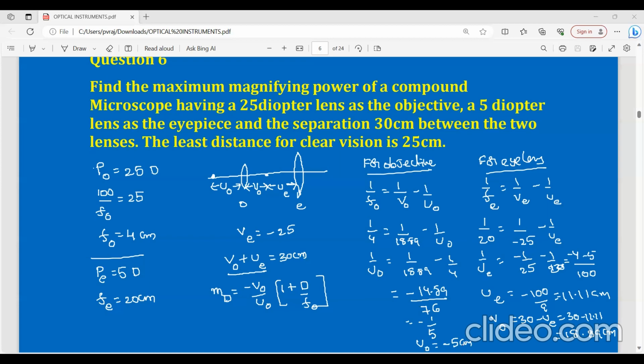So just now we got the value of U naught, and what is the value of V naught? 18.89. By substituting these values here, what is V naught by U naught?